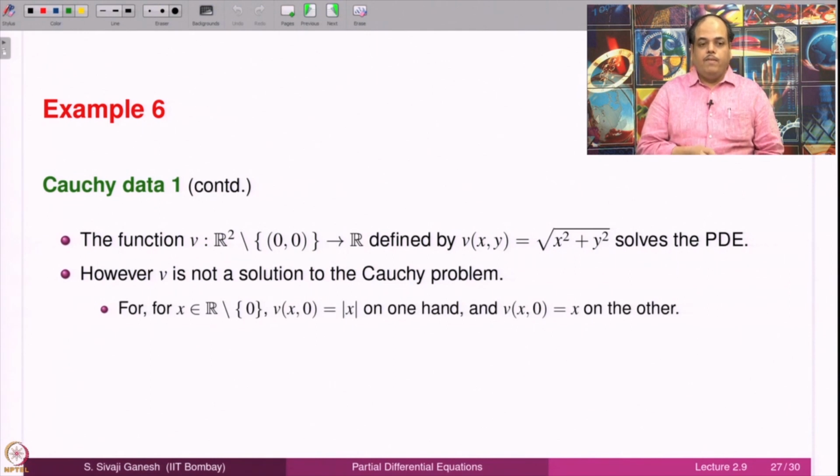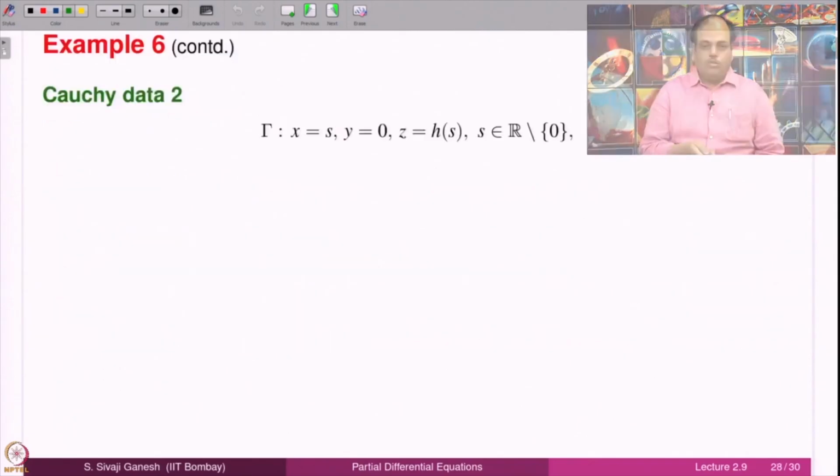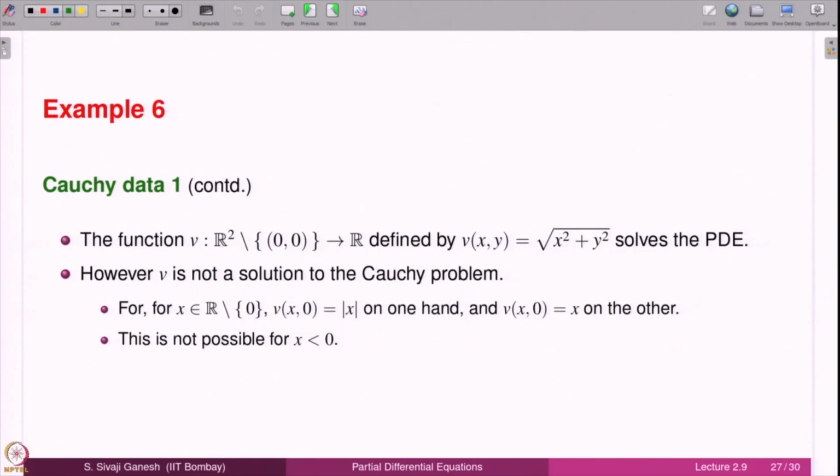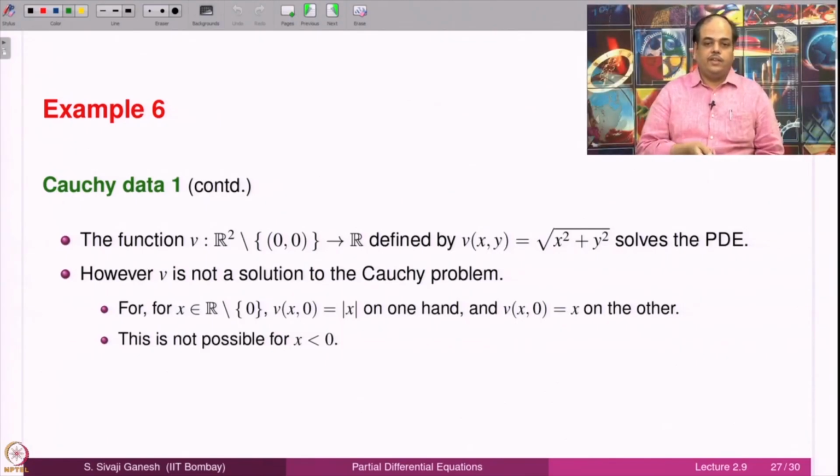Why? For x in R minus 0, v(x,0) is root x square, that is mod x on one hand, but v(x,0) has to be x on the other hand, because that is the initial condition. So, both cannot happen, particularly for x negative, it is not possible. So, it is not a solution to the Cauchy problem throughout. Yes, if you restrict to the x positive side, then yes.